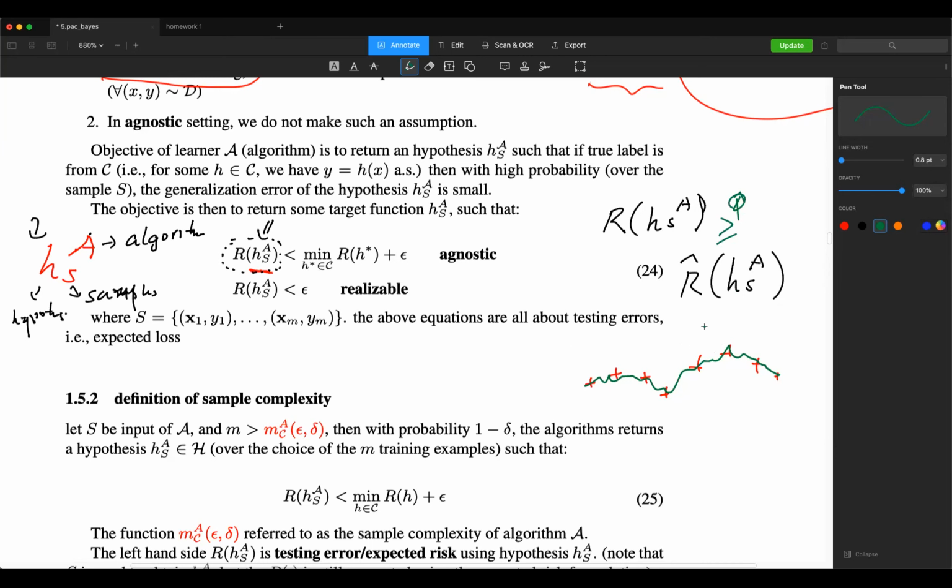Remember, anything without the hat is expected risk. And H star is the best expected risk you can possibly have. We don't know that because we can't see every single bit of data, therefore you do not know what H star is. There's no way you can obtain that. But let's assume it is the best hypothesis you would get if you pumped the world's data into it.